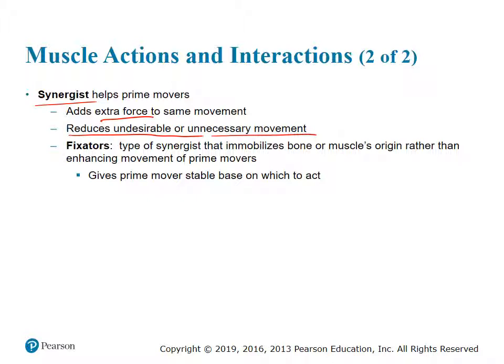A type of synergist we call a fixator. It immobilizes the bone or the muscle's origin. This is what we talk about when we talk about stability. This is a stabilizer. So some synergists can add extra force to lift heavier objects. Others can act as fixators or stabilizers, stabilizing while the prime mover is doing its job. Okay?